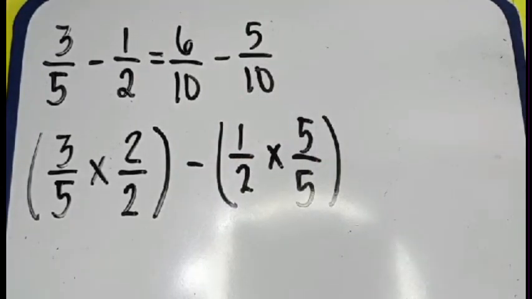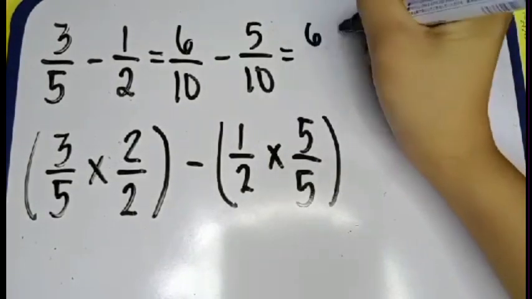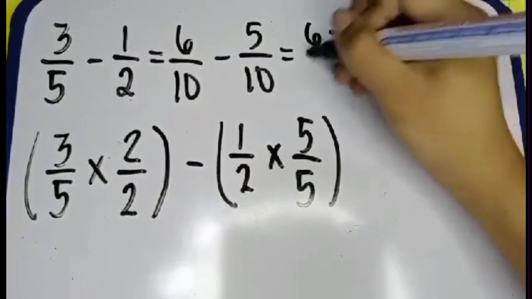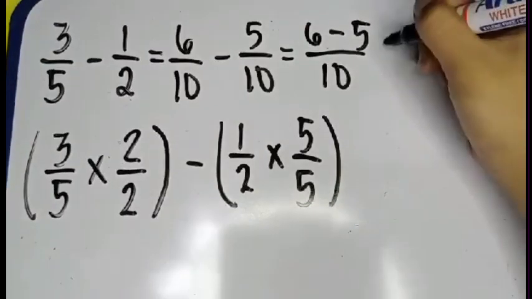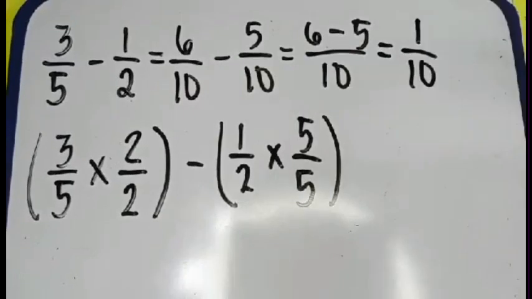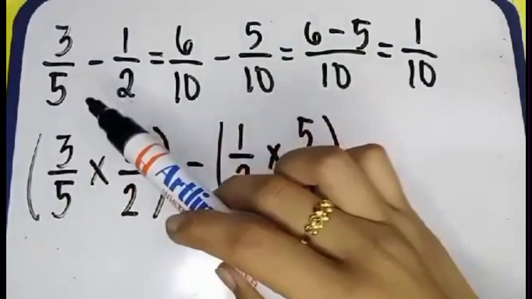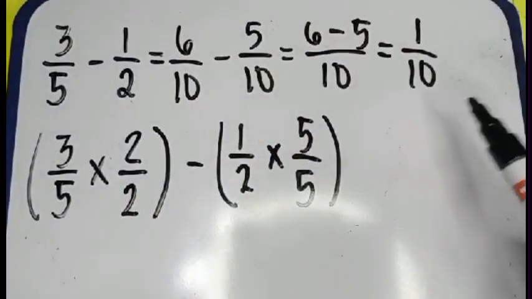After that, we are going to subtract our numerator, which is 6 minus 5, then copy the denominator. 6 minus 5 is equal to 1, then copy ulit the denominator. And our answer is 1 over 10. Therefore, 3/5 minus 1/2 is equal to 1 over 10.